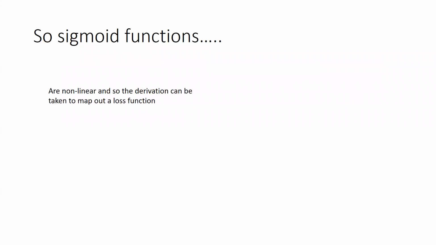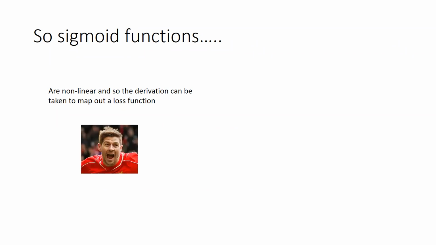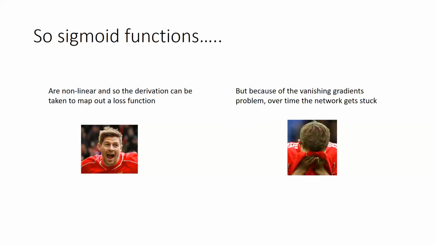So what we find is that sigmoid functions are good because they're non-linear. And remember, we're often solving non-linear problems. And we can take the derivative of a non-linear function, like a curve, so we can get our nice tangents between 2 points. So that's good. And we can do things like map out a loss function doing that, which is handy. But we get this vanishing gradients problem over time. So the network ends up getting stuck.